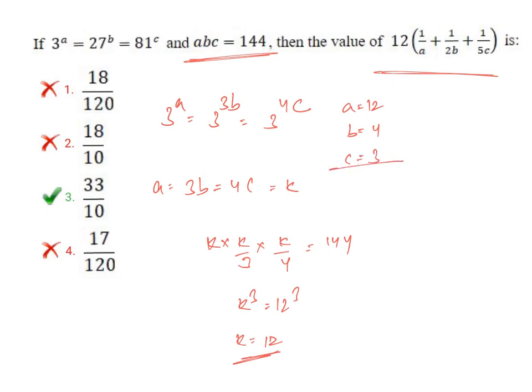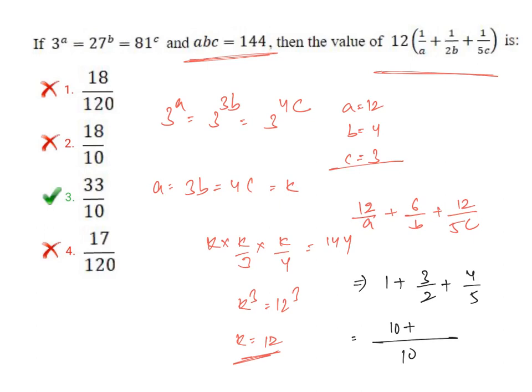Now substitute this in that: 12 by A, 6 by B, 12 by 5C. So substituting, you'll get 12 by 12, which is 1. If you substitute B is equal to 4, then it is 3 by 2. And 3 means 4 by 5. Therefore 10 is the LCM. 10 plus 15 plus 8, 33 by 10 is the answer.